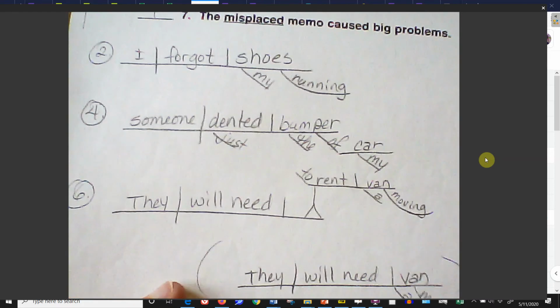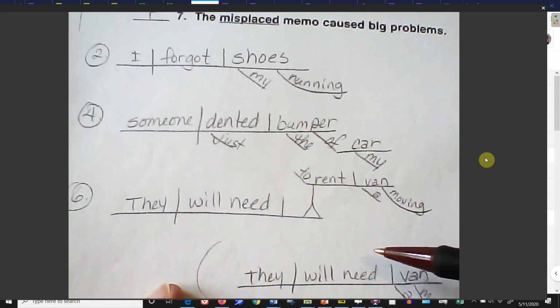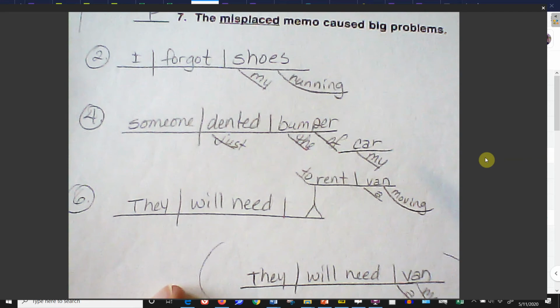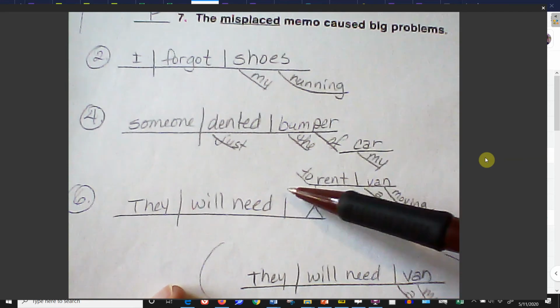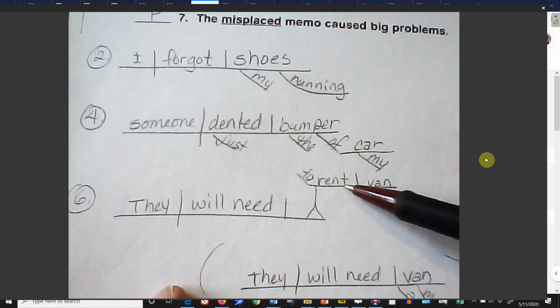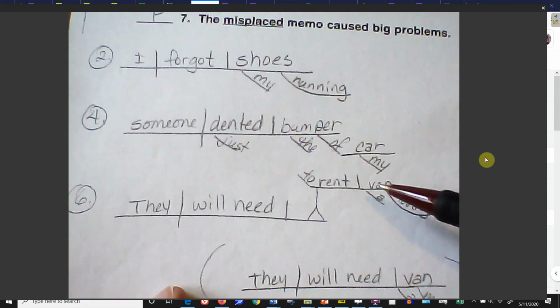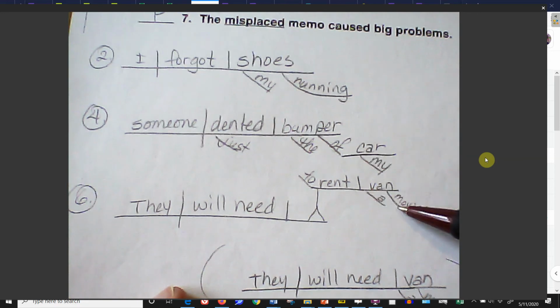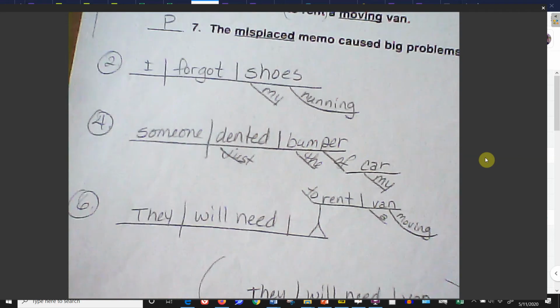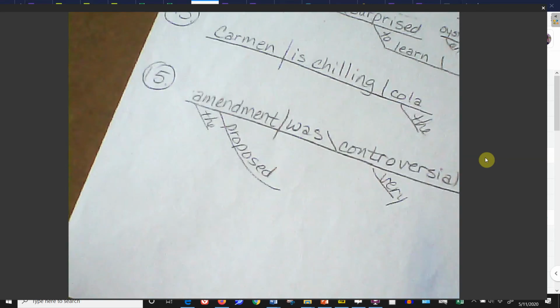The real deal, though, is that the infinitive phrase to rent a moving van is being used as the direct object. So it goes they, line through, will need, line 2, and then up on a little platform. It's kind of like a lounge chair, but then it has an object too, right, to rent, and then van is the object of the infinitive, and a moving van. Again, if you didn't get that diagram, don't freak out. If you had it something like the second one, totally fine at this point for a couple more days. Then the back side.